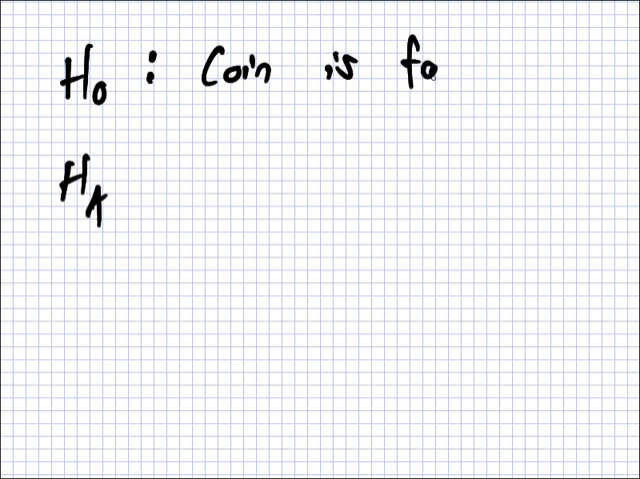The first thing is we have to state the null and the alternative. Well, we know the null: the coin is fair. Now we have to be really careful here. Are we testing that the coin is unfair or that it's biased towards heads? Let's read the question again. Carry out a hypothesis test on whether or not the coin is fair. So what's the alternative here? The coin is unfair.